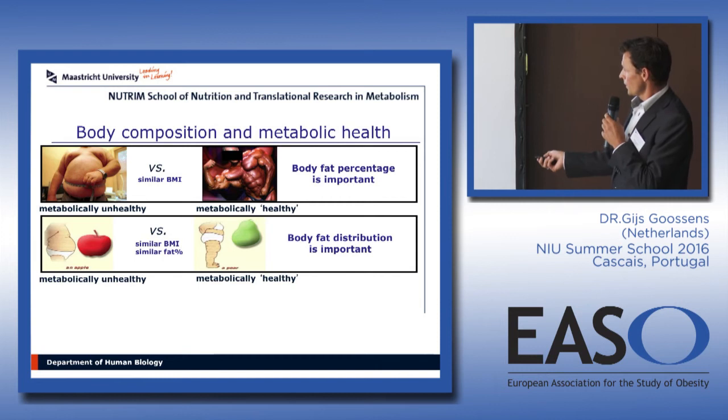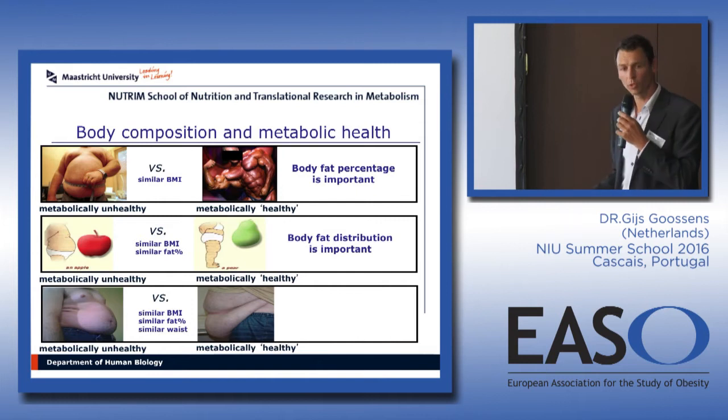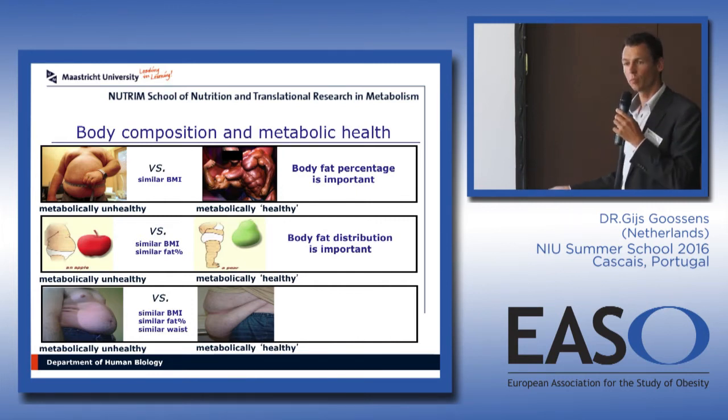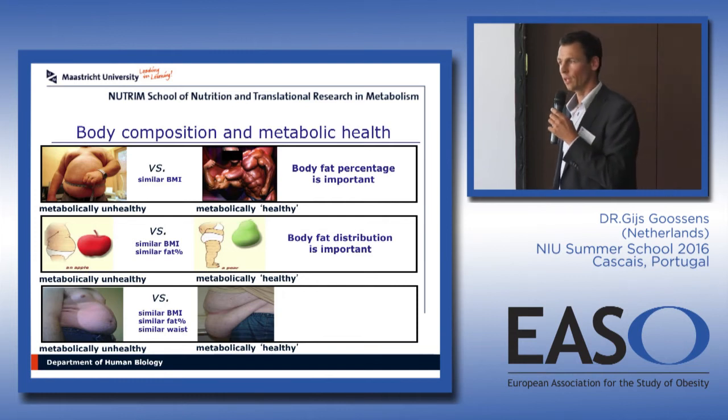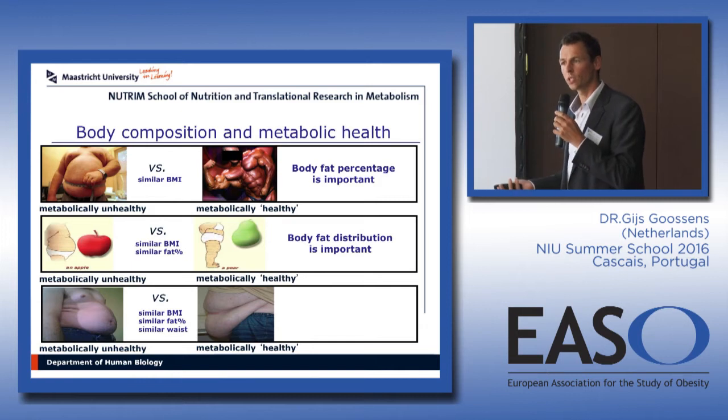But then look at this example. You can have two subjects matched for BMI, body fat percentage, and body fat distribution with a similar waist circumference. So two persons both abdominally obese. But one can be metabolically unhealthy and the other one can be relatively metabolically healthy. So that is the concept of metabolically healthy obesity. And why is that? How is that possible?